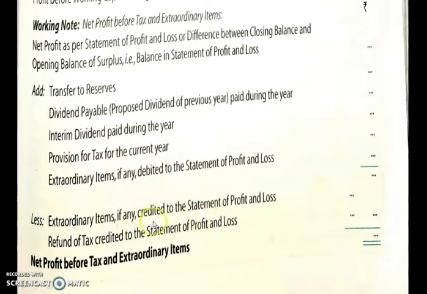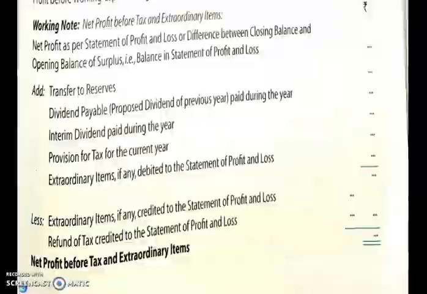That is, if this extraordinary item is provided on the credit side of the profit and loss account, or if there is any refund of tax, that will also be provided in the statement of profit and loss account, credit side. If these two items are there, then you have to subtract them. The subtracted amount will be written over here, and from the total added amount, you will subtract this amount. You will get net profit before tax and extraordinary item. So this is the working note.